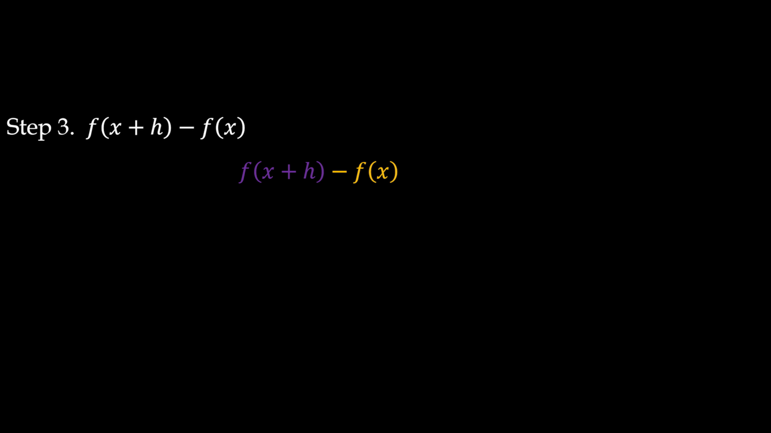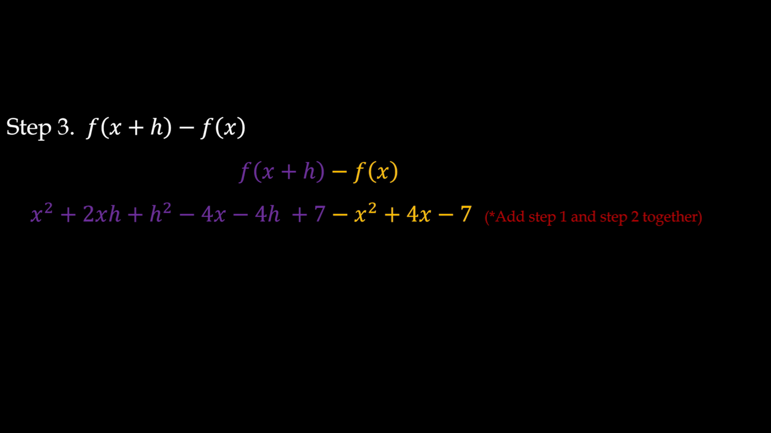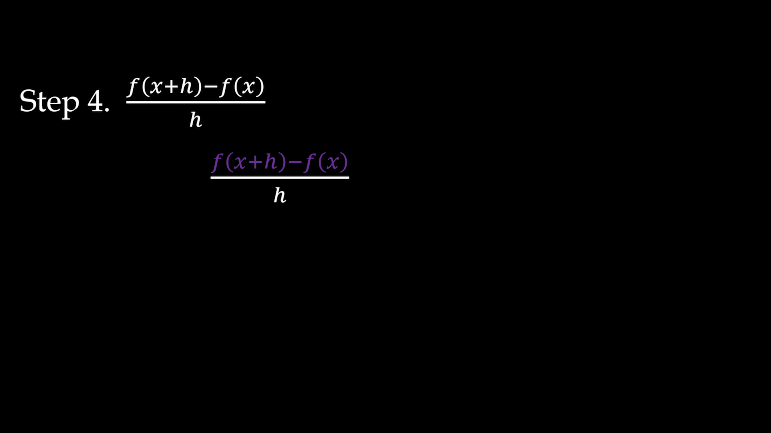Step 3, all we have to do is combine step 1 and step 2. Again, things should cancel out here. X squared cancels out with minus x squared, minus 4x cancels out with 4x, and 7 cancels out with minus 7. So we're left with 2xh plus h squared minus 4h. Last step, step 4, we take what we got in step 3 and divide it by h.